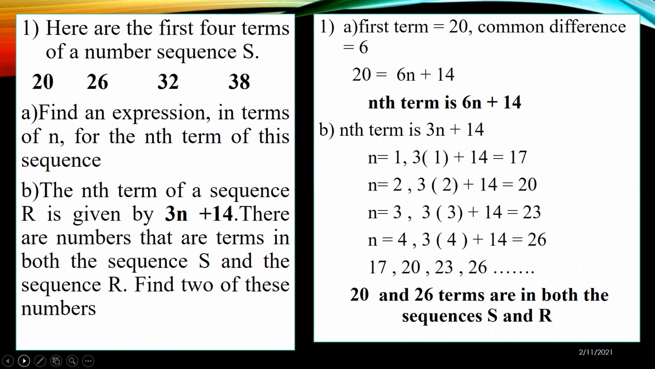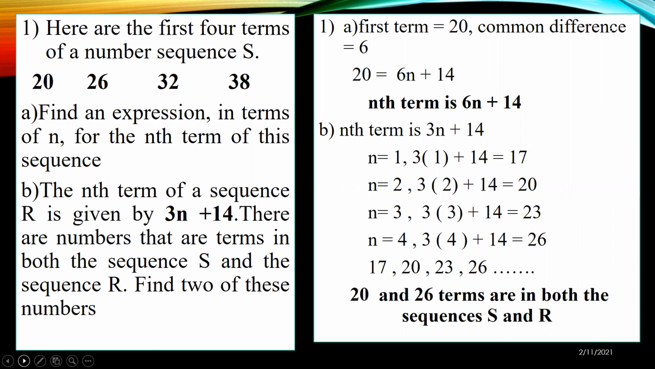Right, see my first question. Here are the first four terms of a number sequence S. So these are the numbers 20, 26, 32, and 38. The first part, find an expression in terms of n for the nth term of this sequence. And the B part, the nth term of a sequence R is given by 3n plus 14. There are numbers that are terms in both the sequence S and the sequence R. Find two of these numbers.